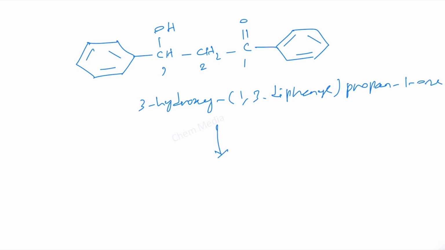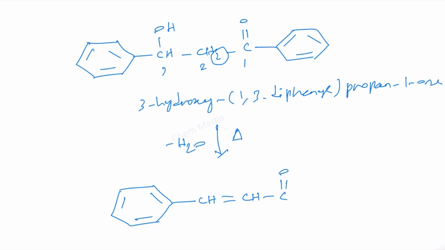If you heat this, then we will get alpha, beta unsaturated ketone. So if you heat this, this is the product that you will get, because water will be eliminated, because we still have 2 more alpha hydrogen atoms here, and therefore one of the hydrogen atoms will go away. So after elimination of water, what we would have is this compound.